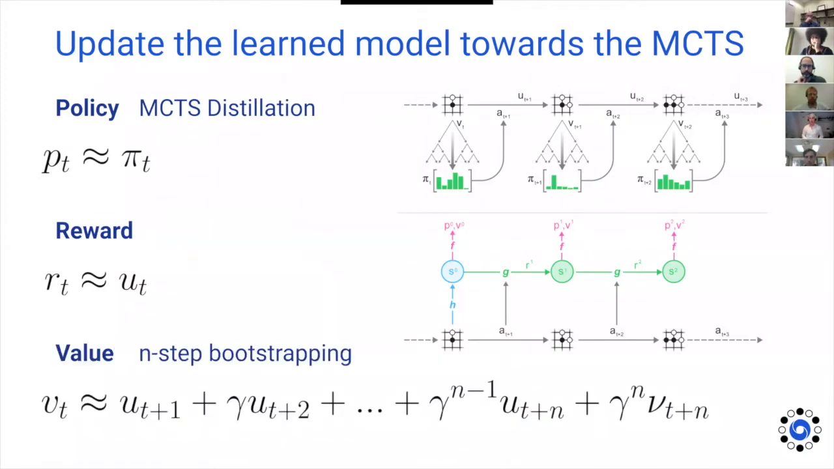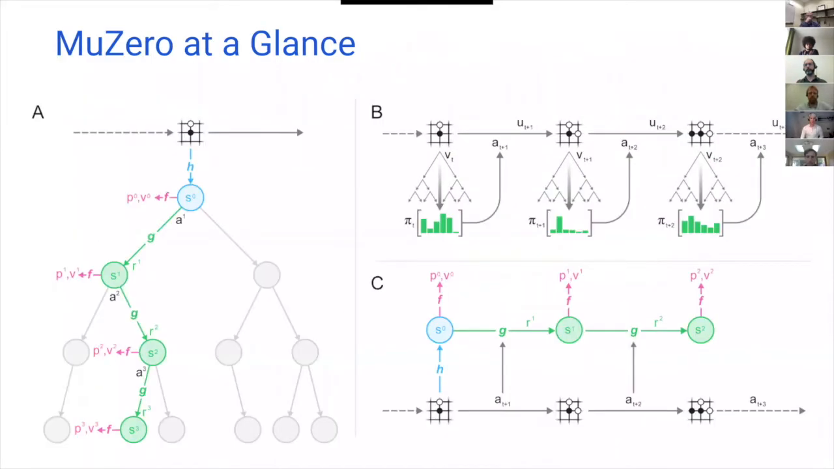Finally, for the value, we want to perform n-step bootstrapping so we can train in very long trajectories and so we don't have too high variance. And so we can combine a few rewards, n rewards from the real trajectory, and then bootstrap from the search value at those end steps. And so those are the three main losses that MuZero uses to train its model. You can see the whole system in a one diagram overview here. On the left, the Monte Carlo tree search should be discussed. Then on the top, the episode generation, and finally the training of the whole model.